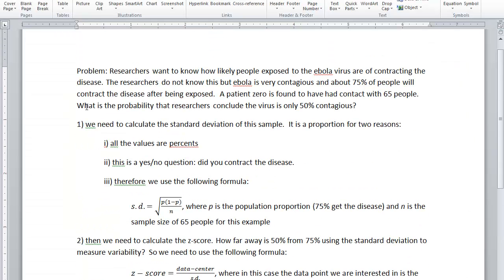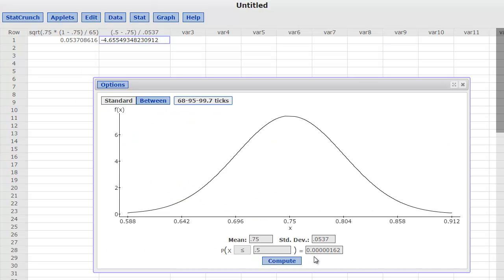All right, so the answer to the question, what is the probability that researchers conclude that the virus is only 50% contagious, is exactly 0.000000162. And then you can write any sort of conclusion you want from that.